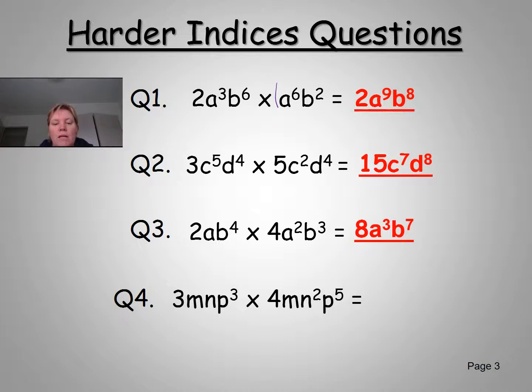Bonza. Last one, be careful with m's and n's. It gets a little bit confusing. I've got 3 fours are 12, so that's going to be the coefficient at the front. I have m there and m there. That's m to the 1 times m to the 1, which is m squared. I have n to the 1 on this side and n squared on that side, so that's going to be n cubed, and p to the 8. Brilliant.